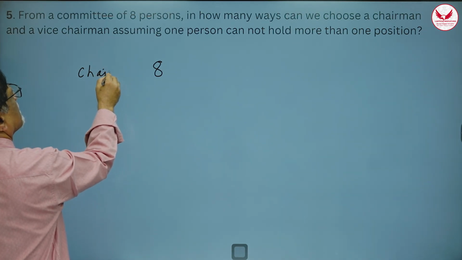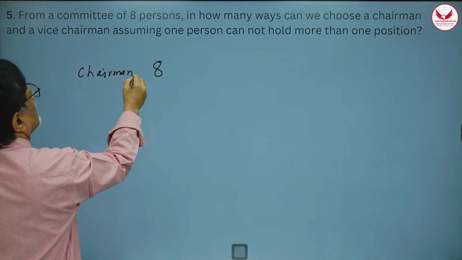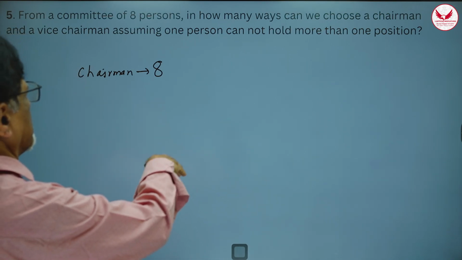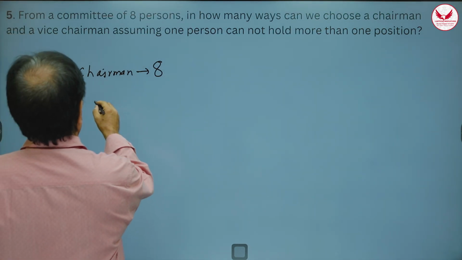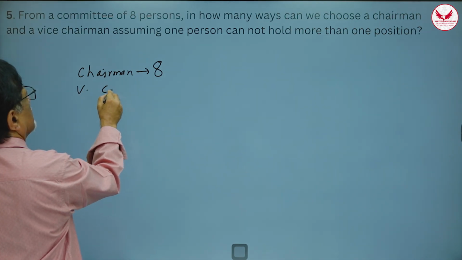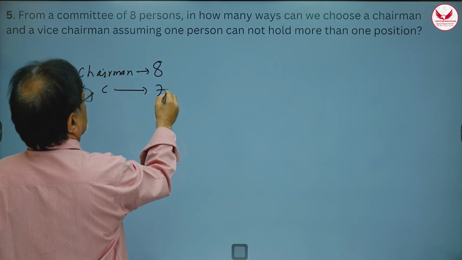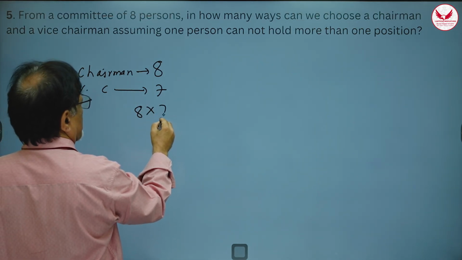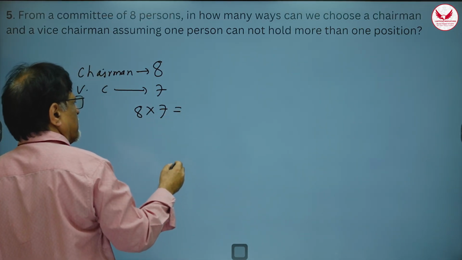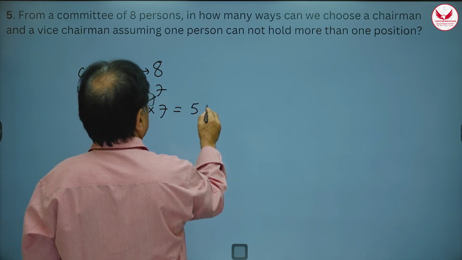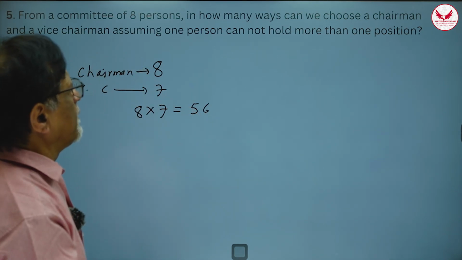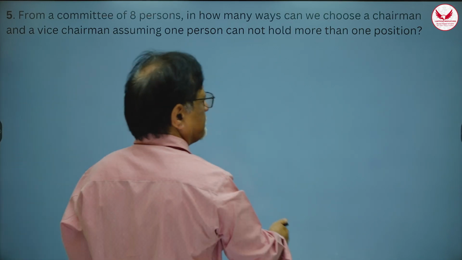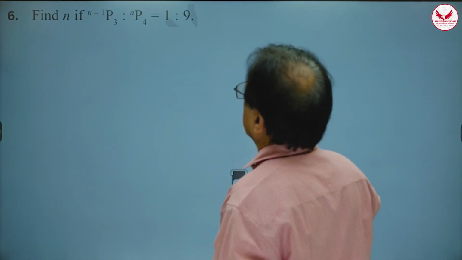Chairman can be chosen in 8 ways. Whereas chairman and vice chairman are not the same person. Therefore, vice chairman can be chosen in 7 ways. So therefore, the total number of pairs of chairman and vice chairman will be 8 multiplied by 7. That is 56. That's all. That is the end of this problem. So 56 is the answer. Look at the next problem.